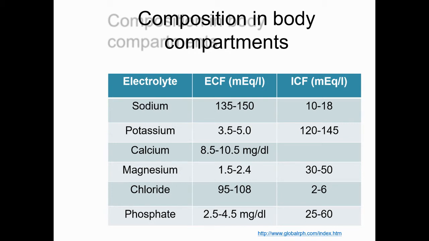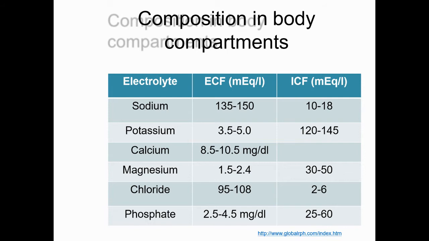So okay, the electrolytes. What is the amount of electrolytes present in ECF as well as in ICF? Sodium will be present at about 135 to 150 milliequivalents in ECF, and in ICF that will be about 10 to 18. In the case of potassium, it will be about 3.5 to 5 milliequivalents, and in ICF that will be about 120 to 145.